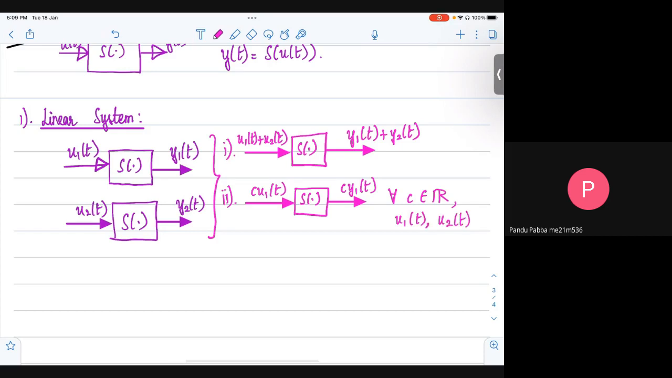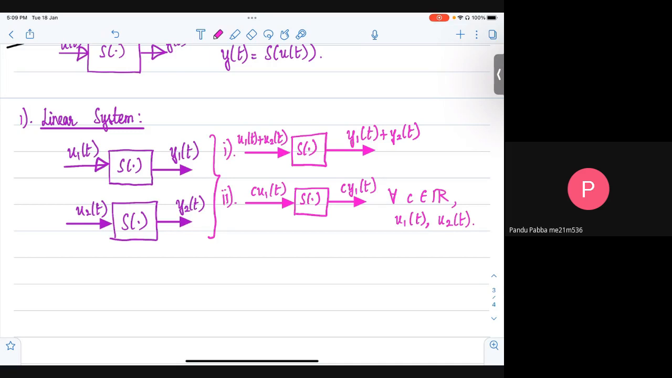So in the example that we consider as far as steering is concerned, let us say I gave 10 degrees of steering wheel angle input, I got a heading angle change of 2 degrees. Now let's say I gave 20 degrees of steering angle input. So if the system were linear, I should get 2 times 2 degrees, right? Which is 4 degrees of heading angle change. So that is this second condition.